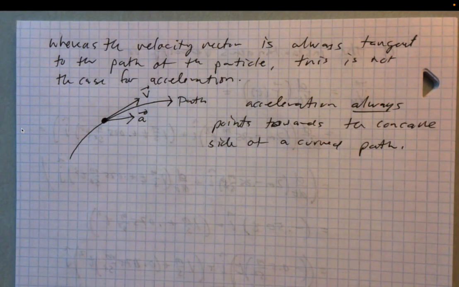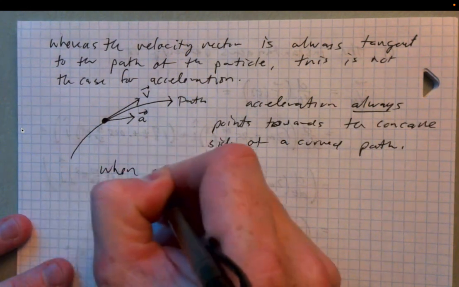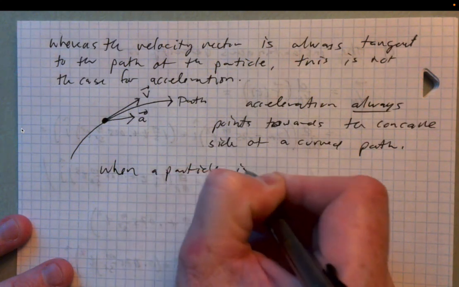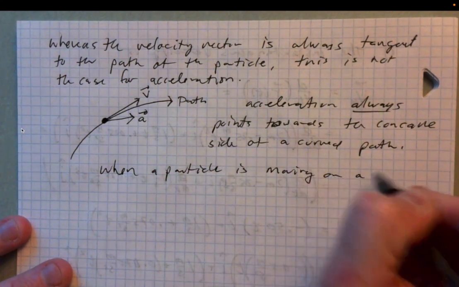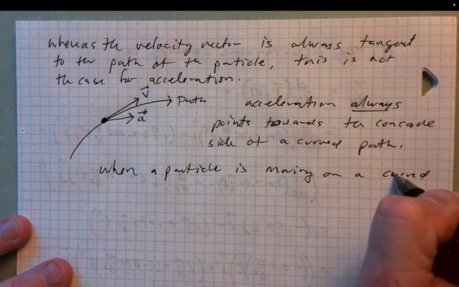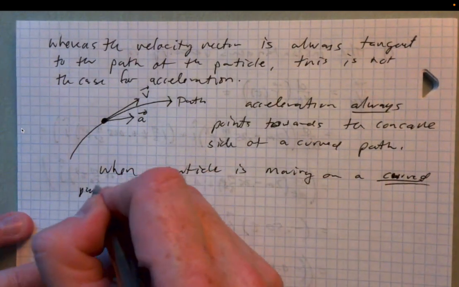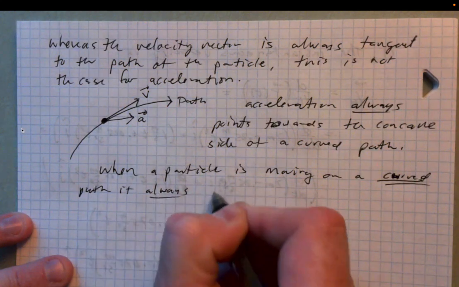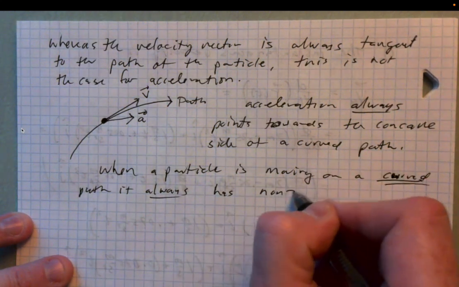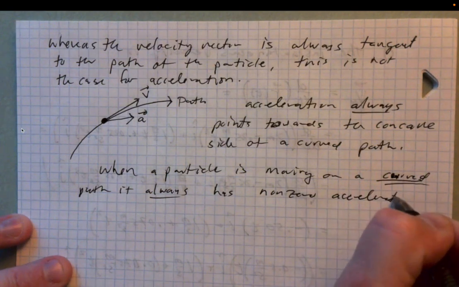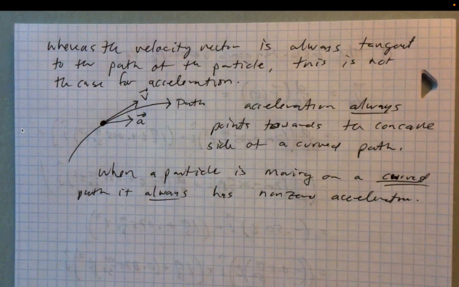Okay, and if you think about this for a moment, what you'll probably come to grips with is the fact that when a particle is moving on a curved path, it always has non-zero acceleration. Now, this is true even if the particle's speed is constant, right?